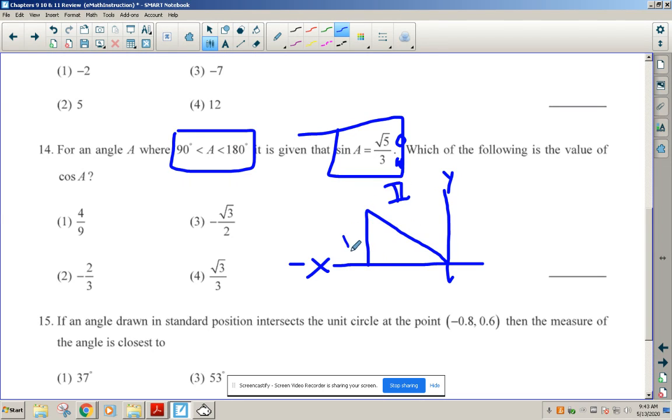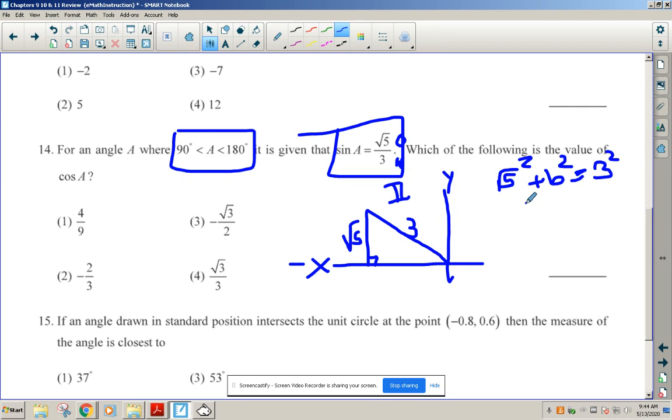This is sine. Sine is saying that I have a height of radical 5. I went up radical 5 units. My hypotenuse is 3. What is the base of this triangle? Well, Pythagorean Theorem: altitude squared plus the base squared is equal to the hypotenuse squared.